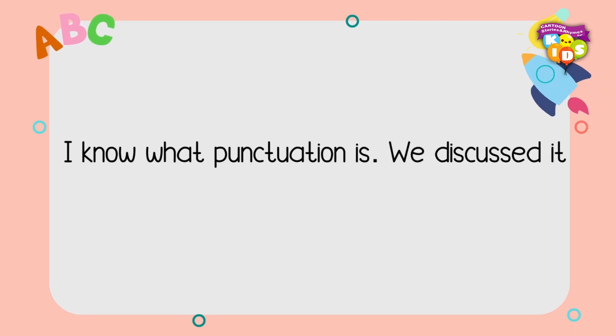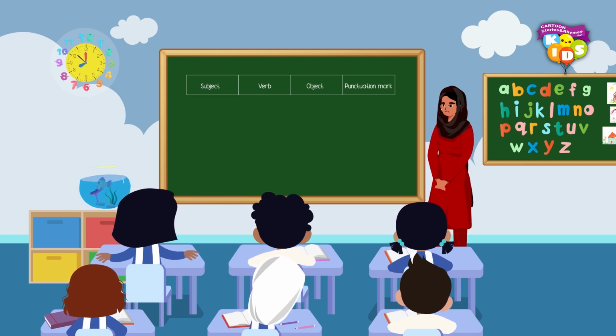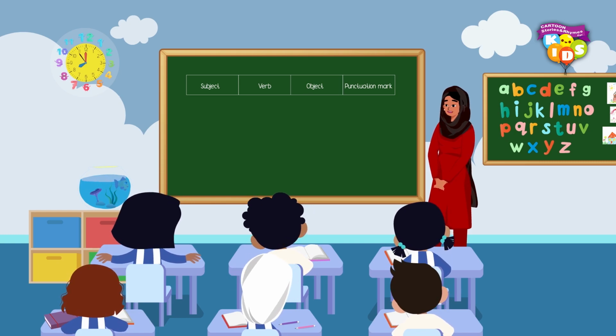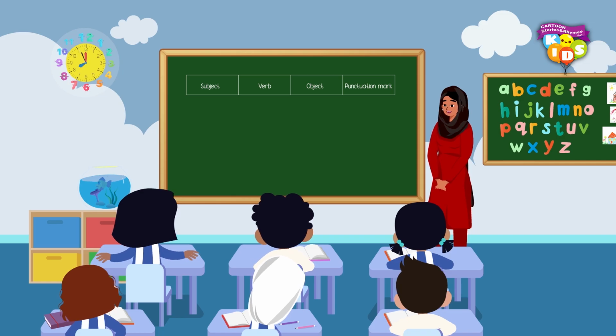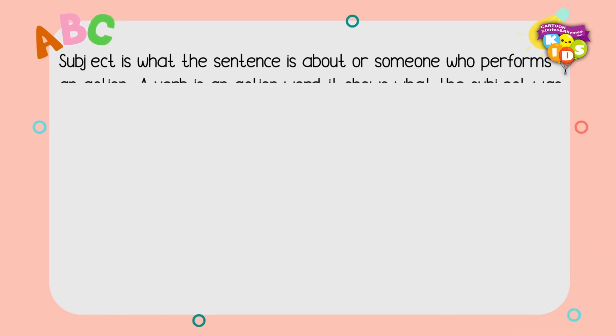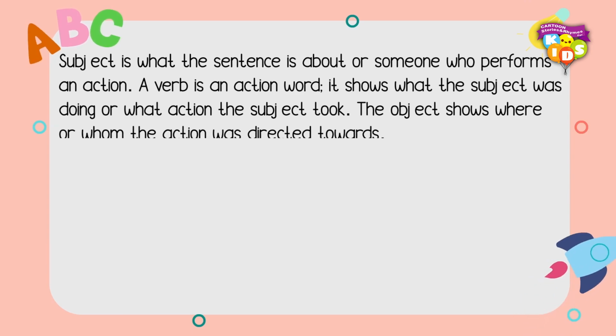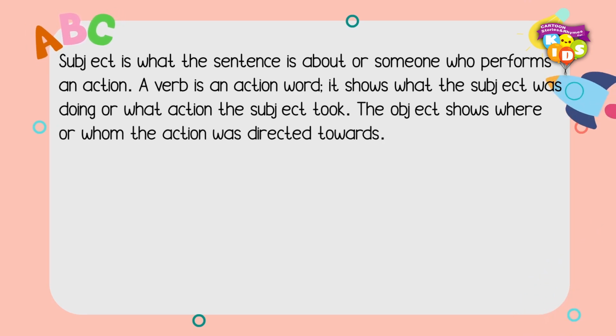I know what punctuation is. We just discussed it. Very good. We take a look at all words one by one to understand what each is. Subject is what the sentence is about or someone who performs an action. A verb is an action word. It shows what the subject was doing or what action the subject took.